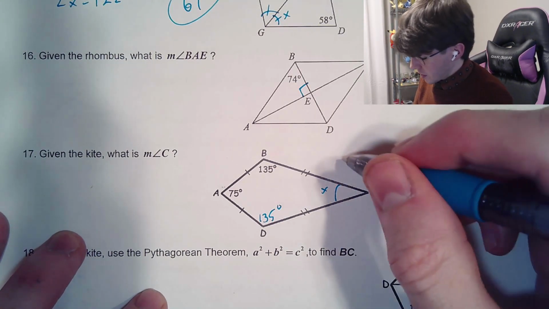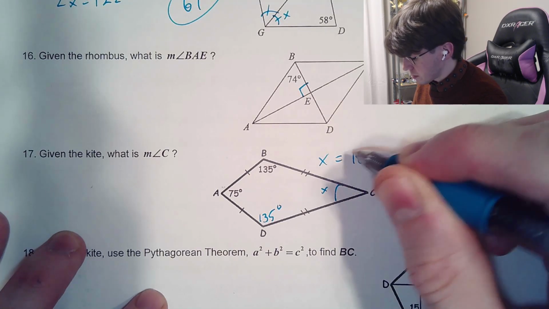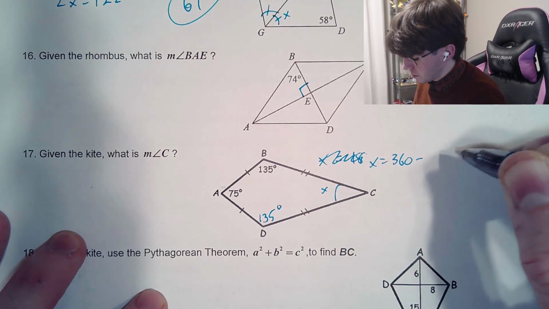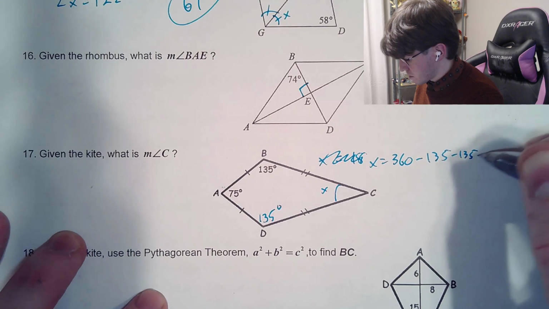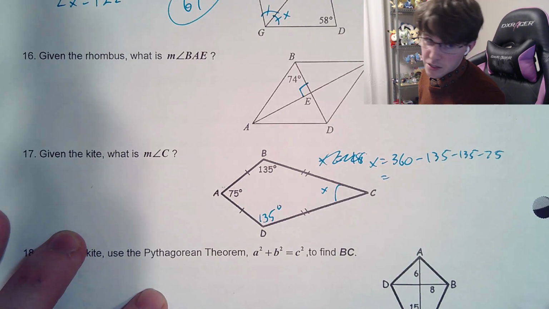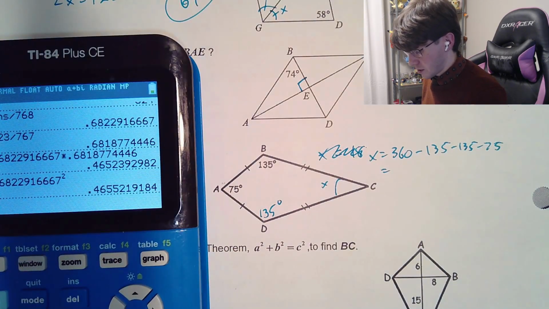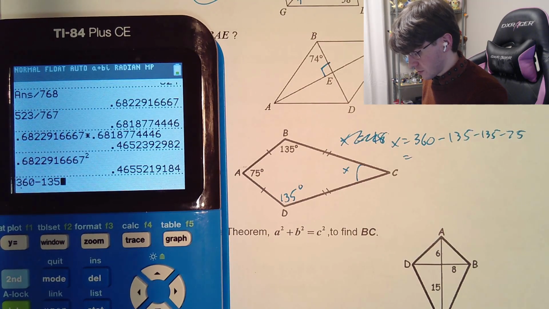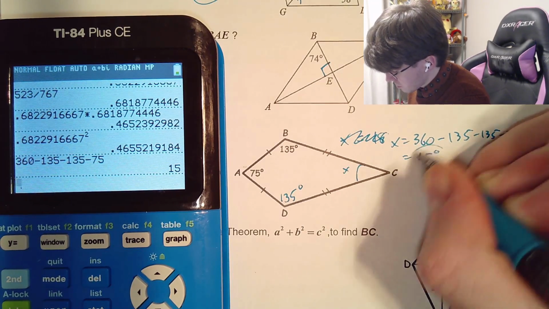We can figure out that x has to be equal to 180, or not 180. What am I doing? X is going to be equal to 360 minus all the other ones. So 360 minus 135 minus 135 minus the 75, and that's going to give you a beautiful little 15 degrees as our final answer.